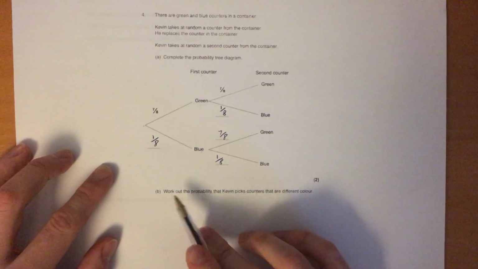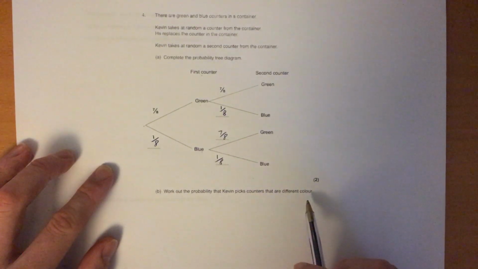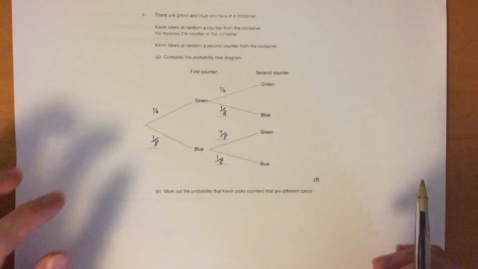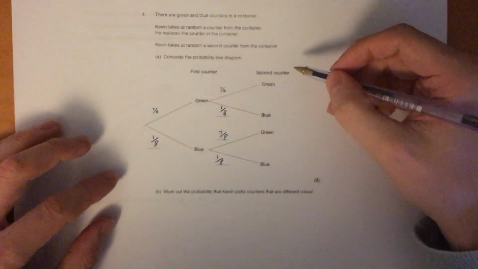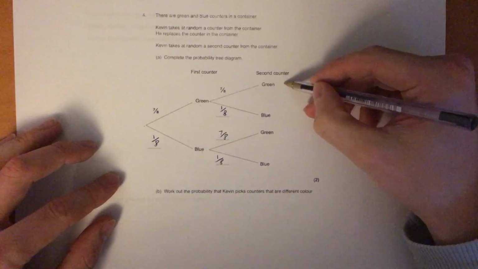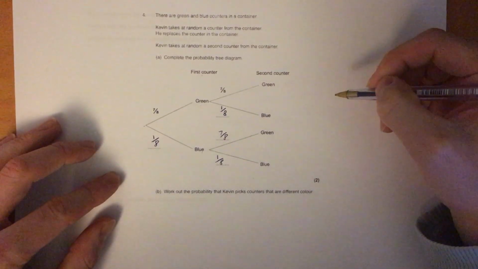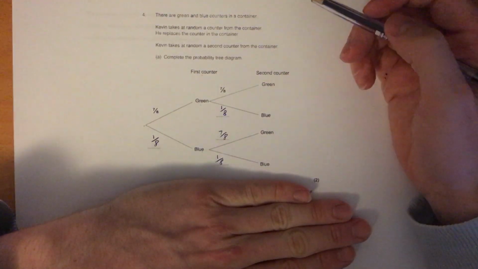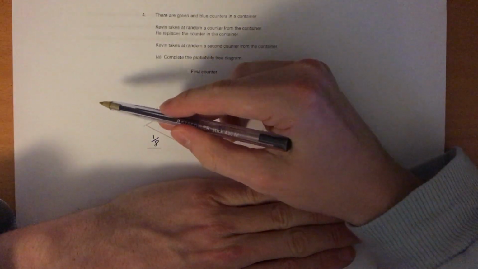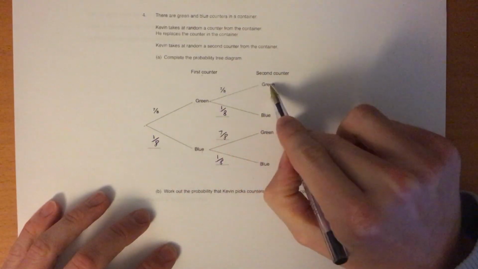Then it says, work out the probability that Kevin picks counters that are different colours. So, I want to show you how to do this. But to do this, I want you to work out each of these separate answers. And I'll talk about why in a second. So let's imagine, so I'm going to ignore part B for just 2 seconds and just say, right, let's do some maths here. Let's say that he picked a green and then a green.